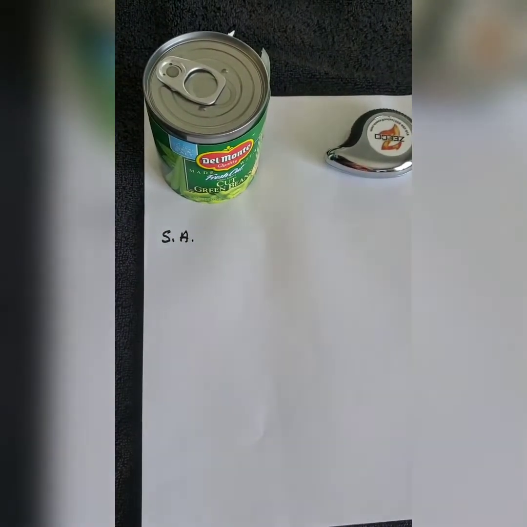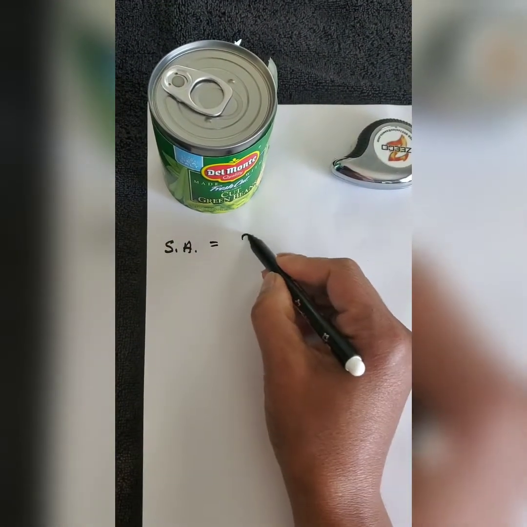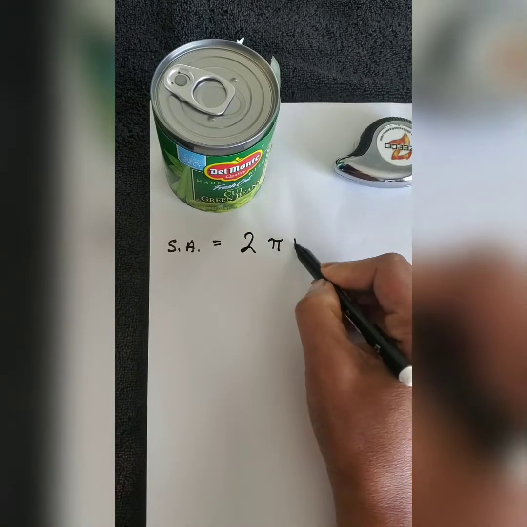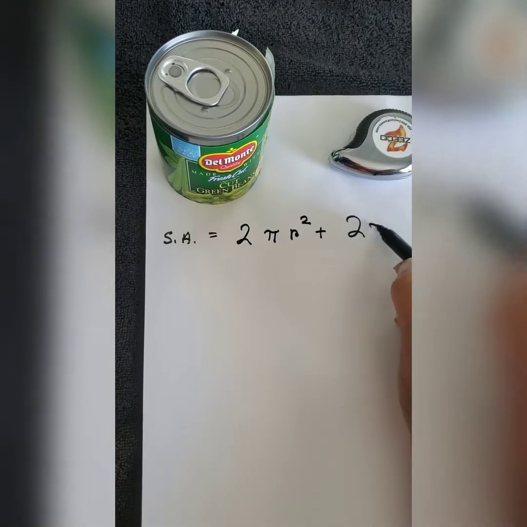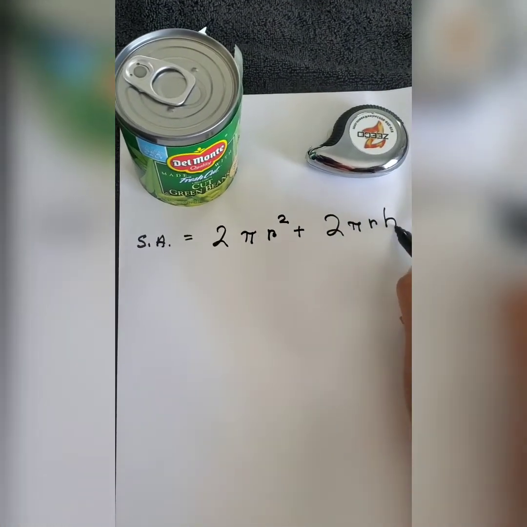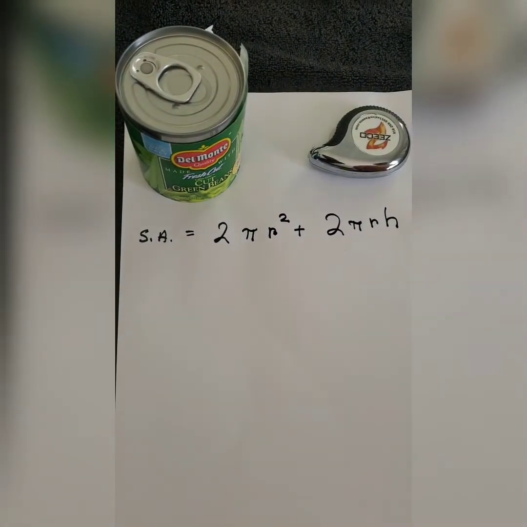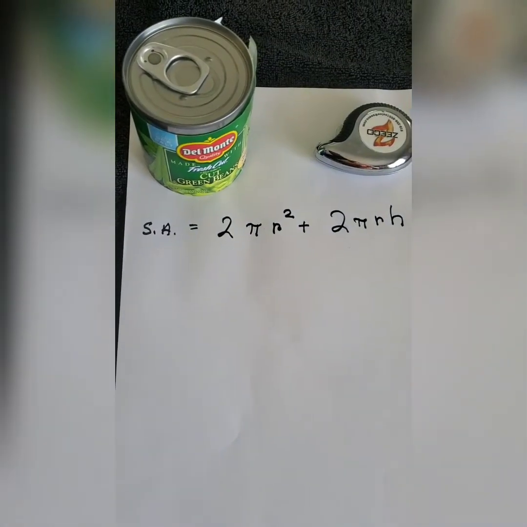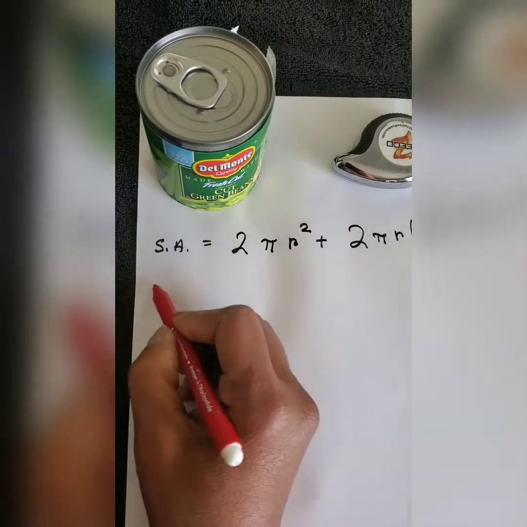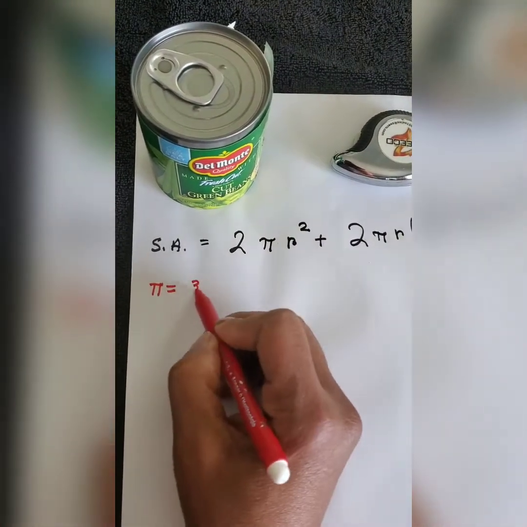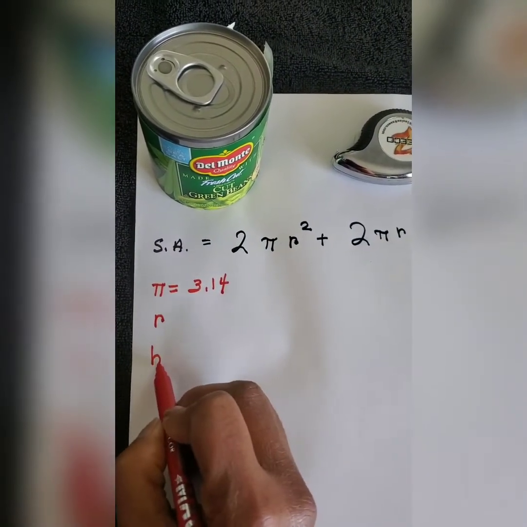SA stands for surface area. And the formula is 2 pi r squared plus 2 pi r h. Okay? That is the formula for a surface area. So now you're wondering, what's pi? What's r? And what's h? Pi is going to always equal 3.14. Now we need to find r and h.